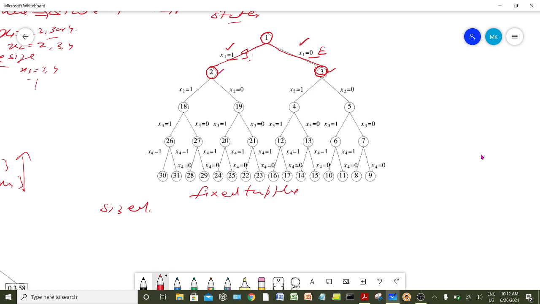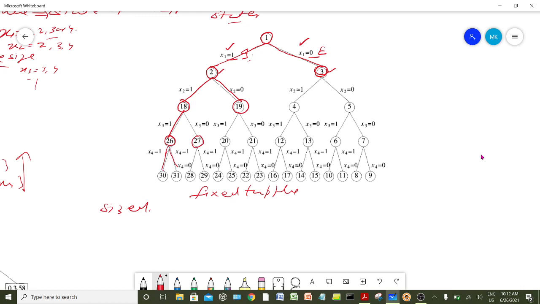Now at node number 2, again we can include item number 2 or we can exclude item number 2. Fine. If we include it, then we move to 18. If we exclude it, then 19. And the same case with item number 3, include it or exclude it. Item number 4, include it or exclude it.